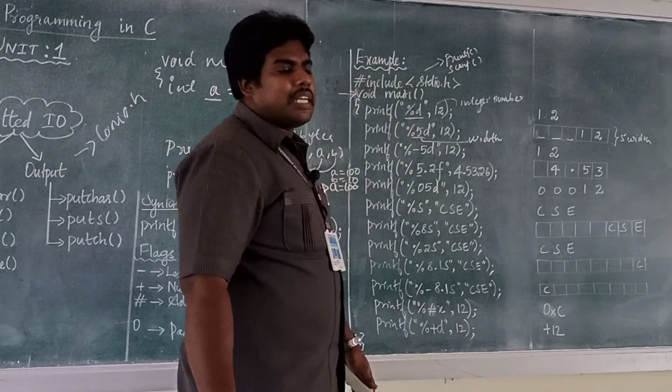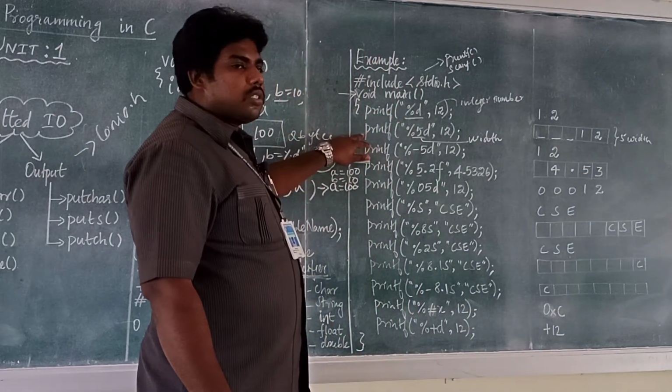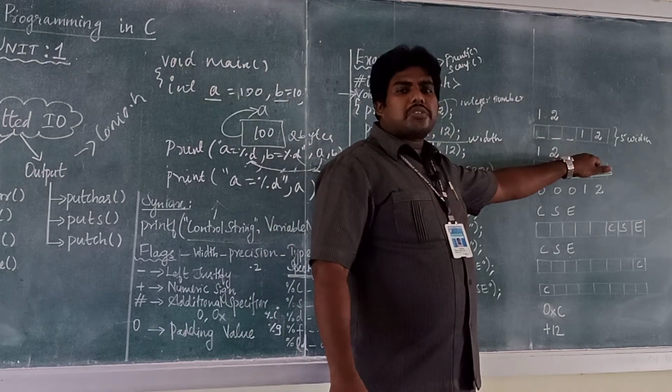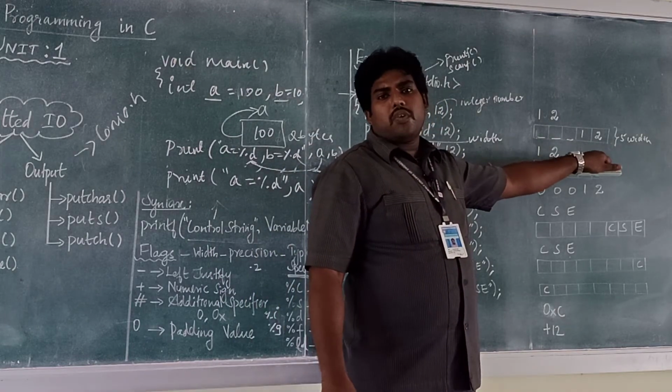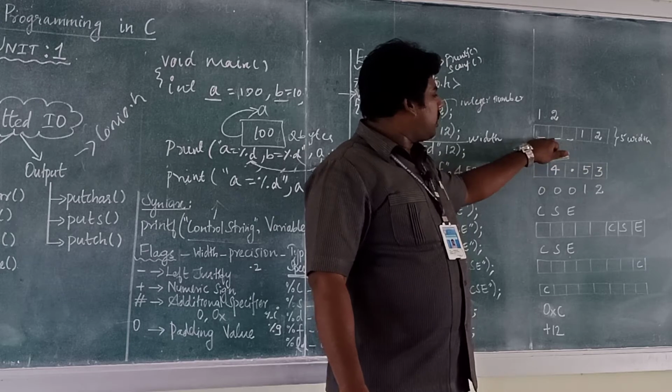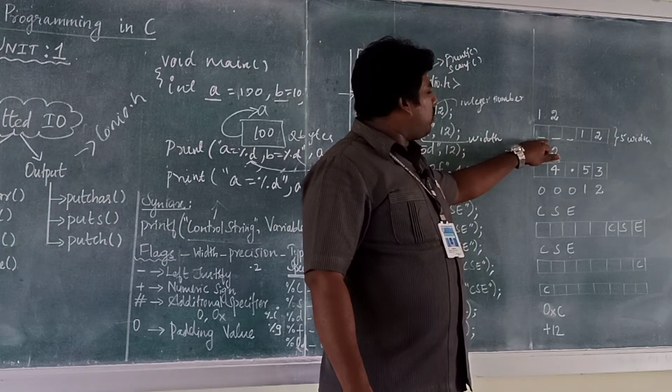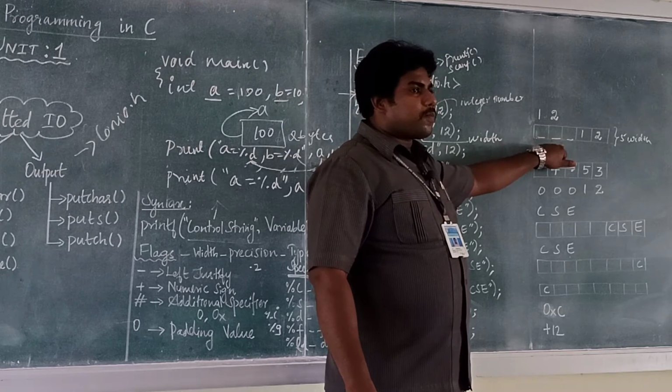3 empty spaces and 2 values. Now, where are these values stored? The values are stored right justified. Why are they stored right justified? Because your width is 5, so 3 empty spaces.